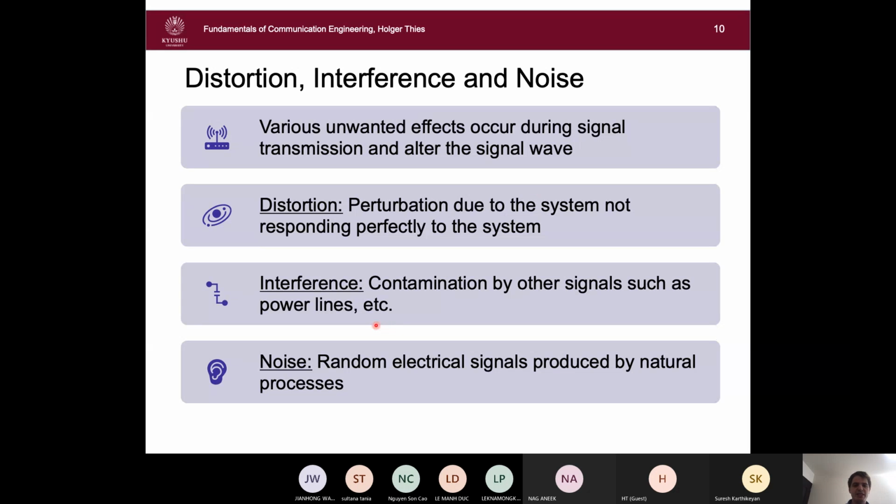Then there's interference, which is contamination by other signals such as power lines and so on. And there's noise, which is random electrical signals produced by natural processes. And we will always have those problems in communication, so we can never assume that we can transfer the signal without any errors.